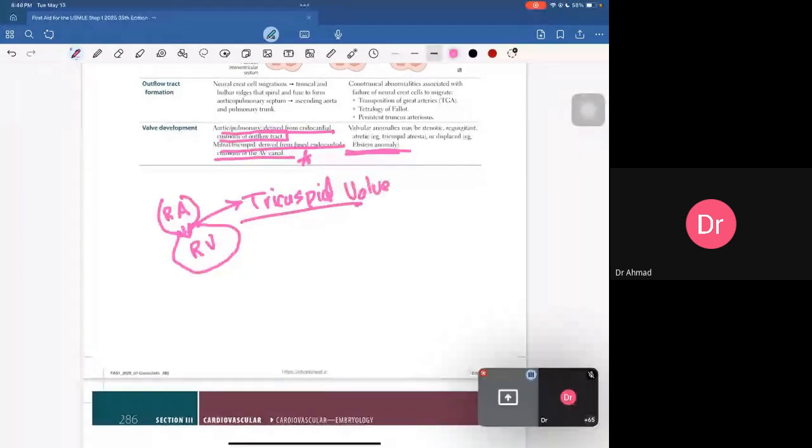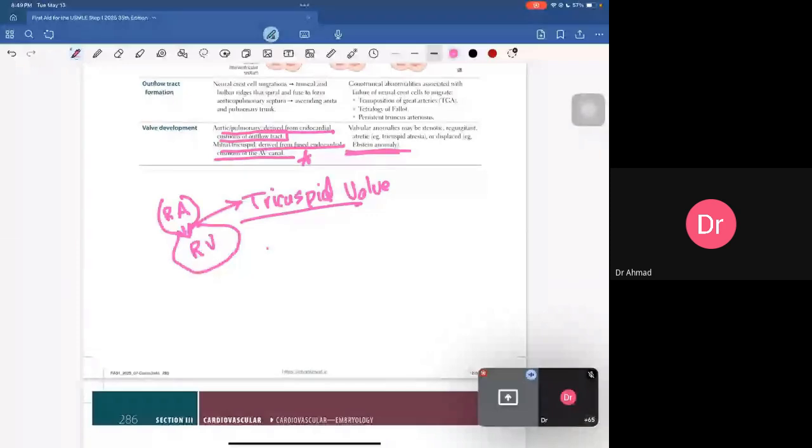But if a mother is taking lithium. Lithium is used for the treatment of bipolar disorder. Again, the USMLE is asking this way: a mother was taking lithium for the treatment of her bipolar disorder, or a mother has bipolar disorder and she was on some kind of medications, and now the baby is born with a defect. So what would be that defect?